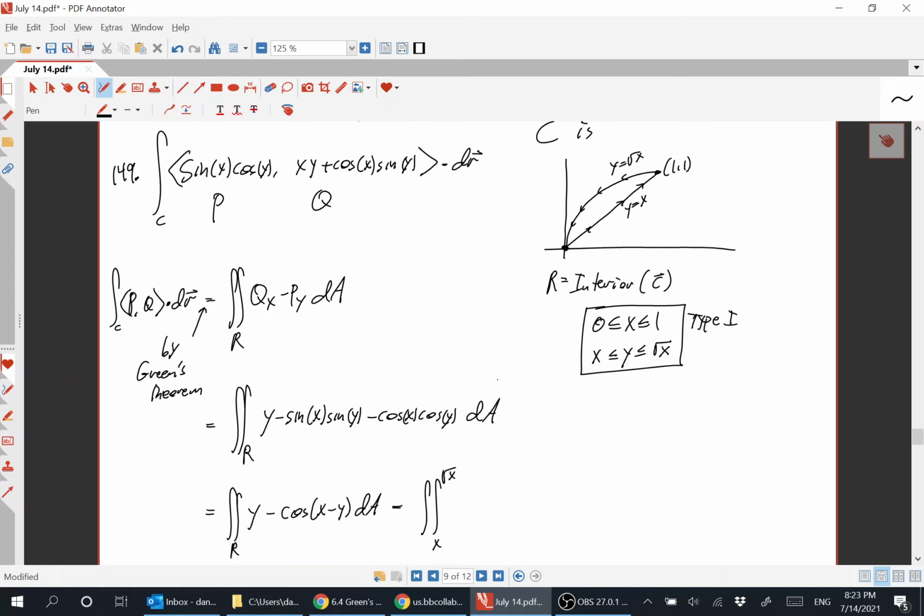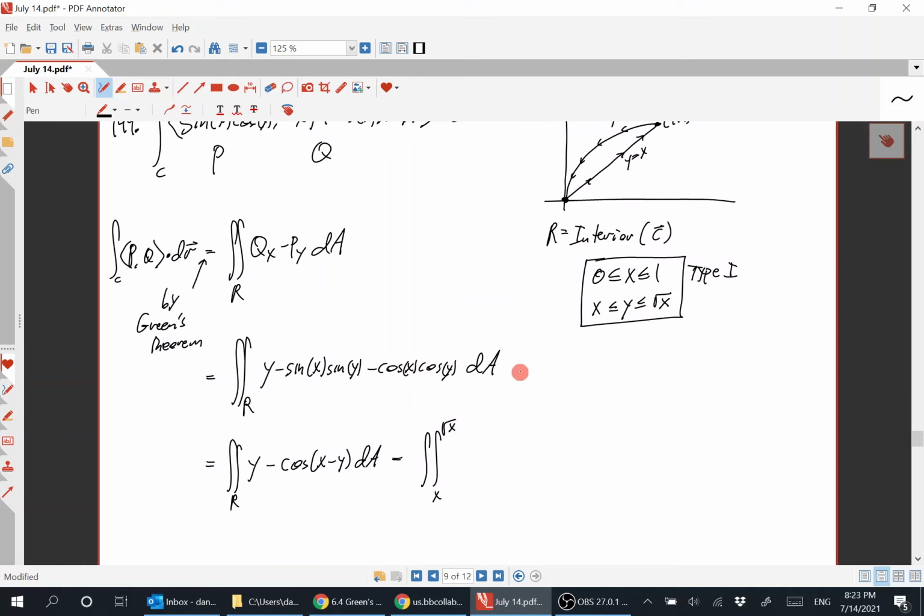I mean, you're going to have cosine x minus square root x, and then cosine of 0. You can't do an antiderivative of cosine x minus root x. I don't think so.